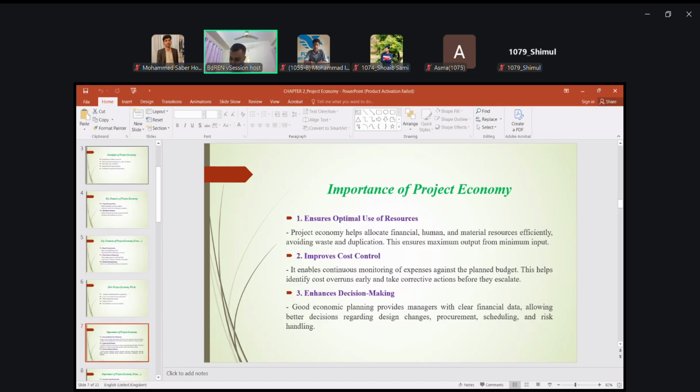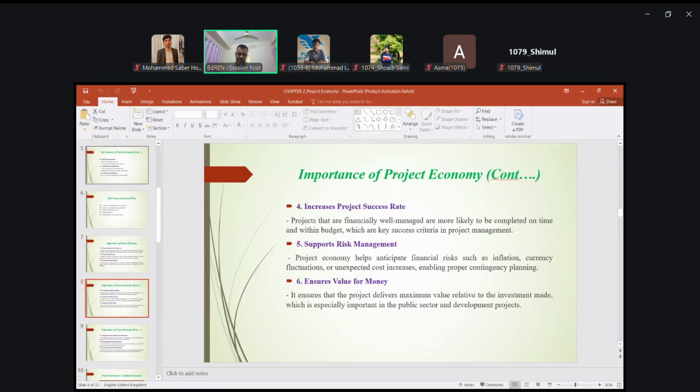Then I'm talking about another important thing: it enhances decision making. Good economic planning provides managers with clear financial data, allowing better decisions regarding design changes, procurement, scheduling, and risk handling. Scheduling means that every project must have a schedule, when you need to do which type of activities and how long it will take to complete the whole project. And there is a way to handle any risk. All of these things are included in the project economy, and that will enhance the decision making process.